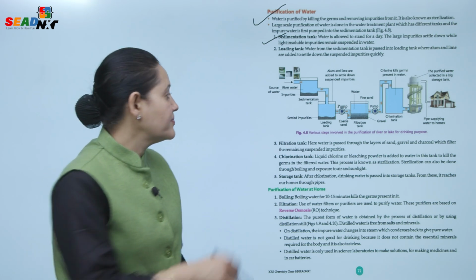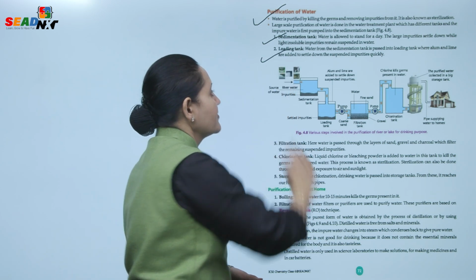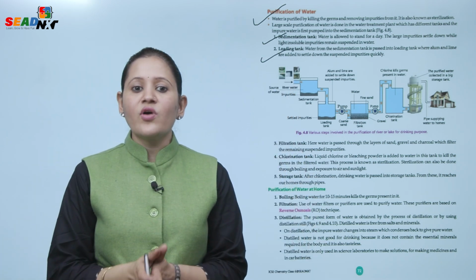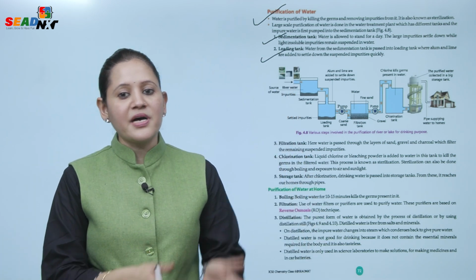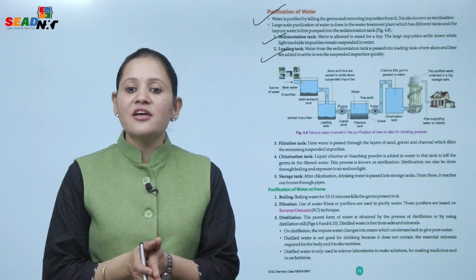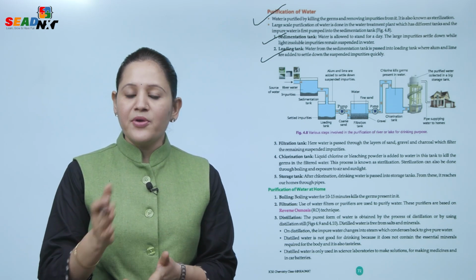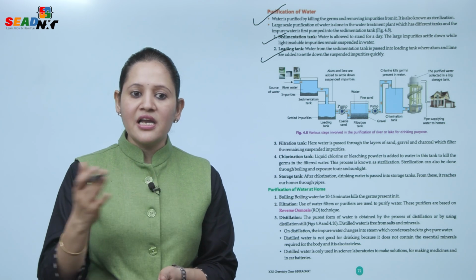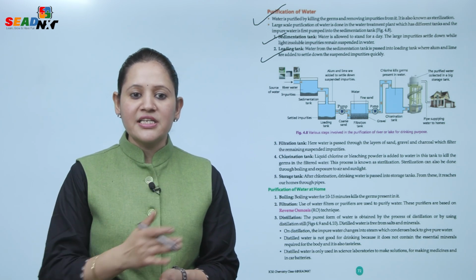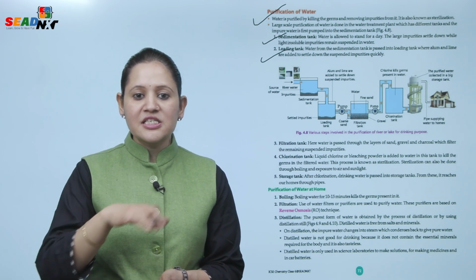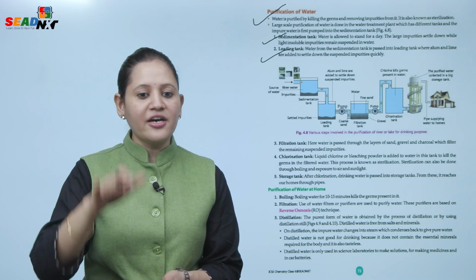Next, loading tank. In loading tank, water from the sedimentation tank is passed into loading tank where the alum and the lime are added to settle down the suspended impurities, because as we know, alum and lime increase the rate of sedimentation, so the suspended impurities get settled down.